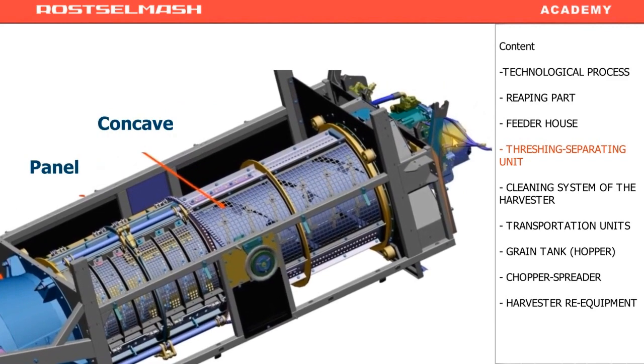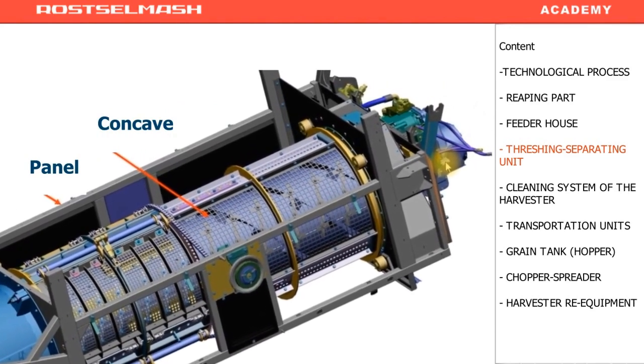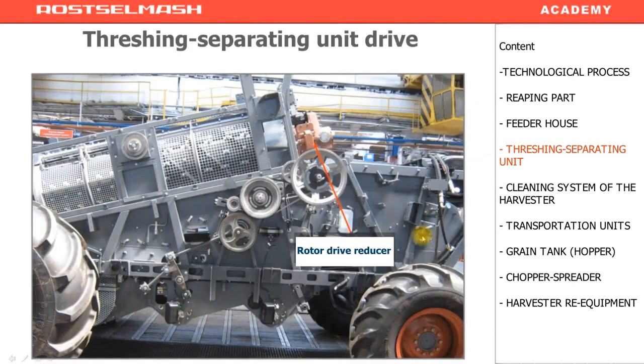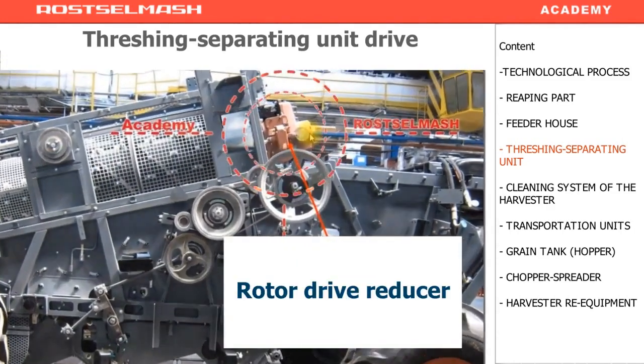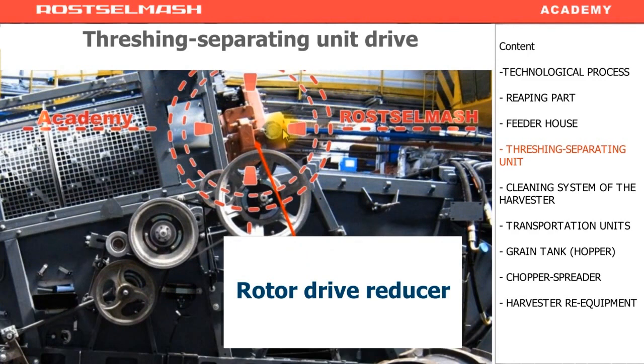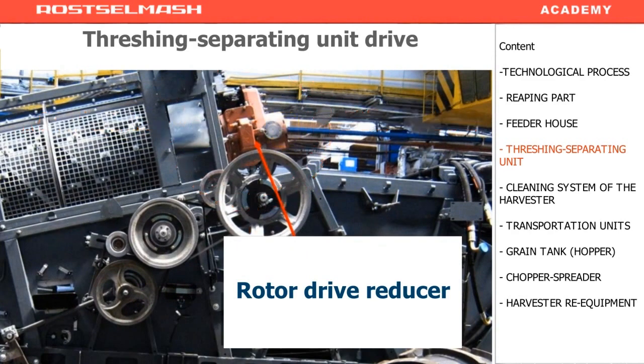At the back, there is a rotor drive reduction gear. The rotor drive reduction gear has got two stages. It is produced by Walterscheid. It has two speeds. The first speed is used for harvesting the row crops. The second speed is used for harvesting green crops.